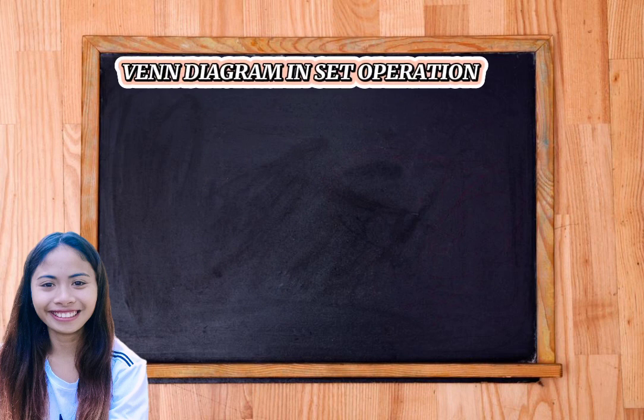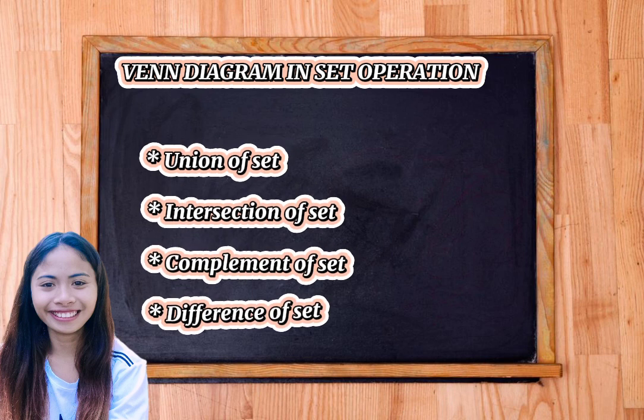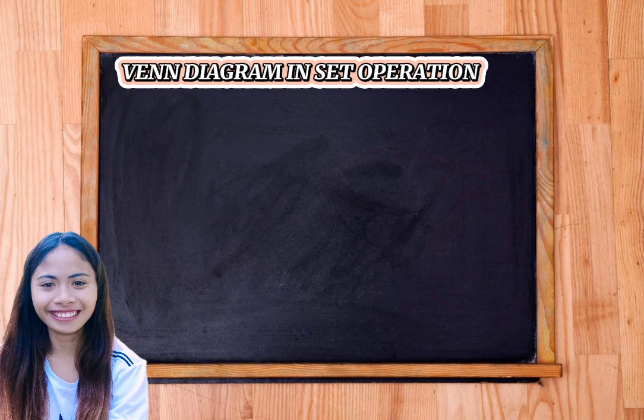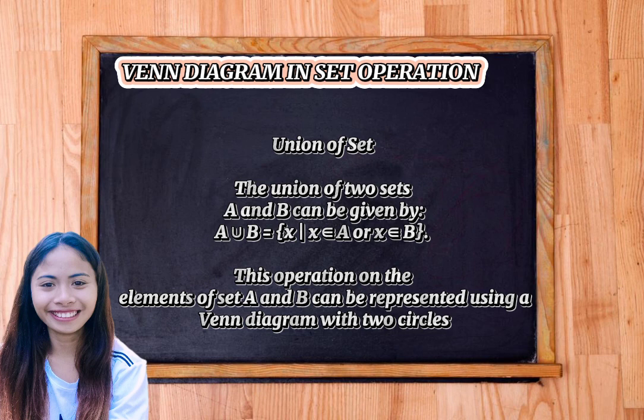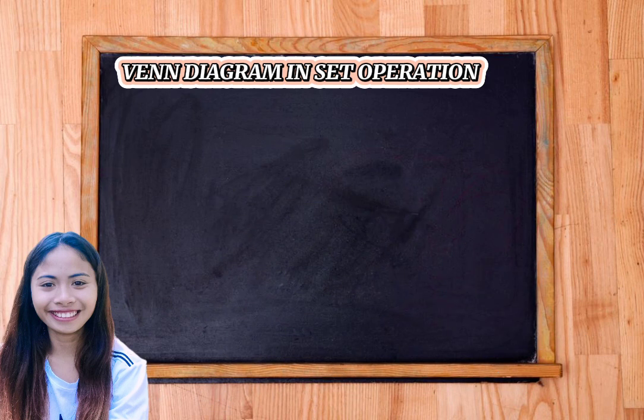Venn diagram for set operations. In set theory, we can perform certain operations on given sets. These operations are as follows: union of sets, intersection of sets, complement of a set, and difference of sets. First is the union of sets Venn diagram. This operation on the elements of sets A and B can be represented using a Venn diagram with two circles. The total region of both the circles combined denotes the union of sets A and B.